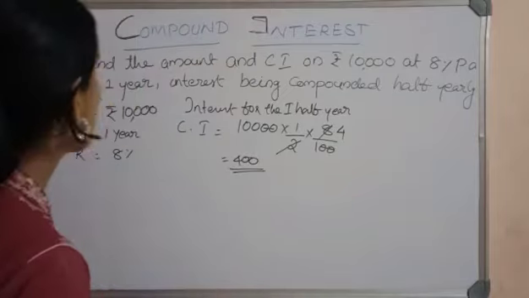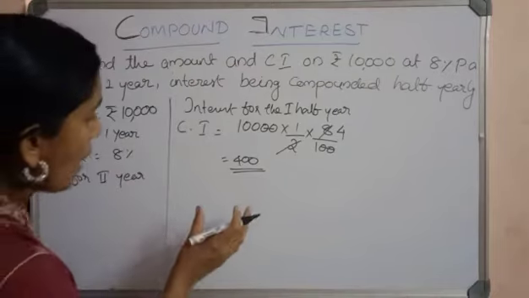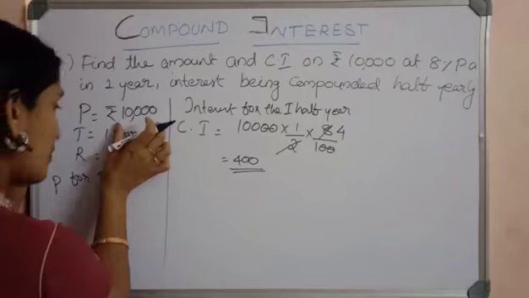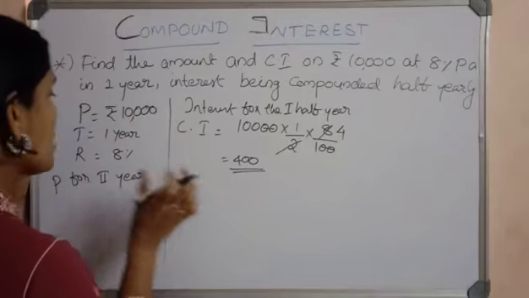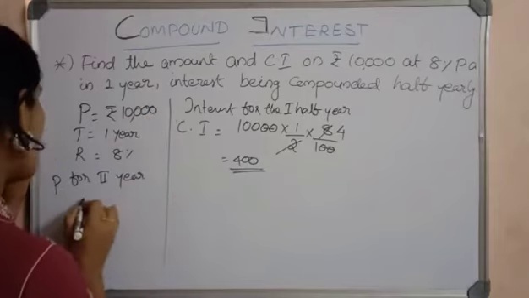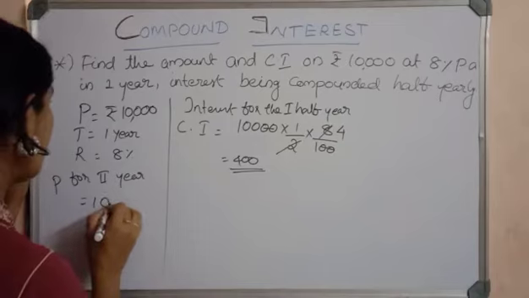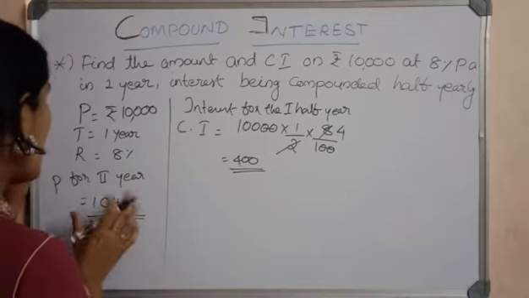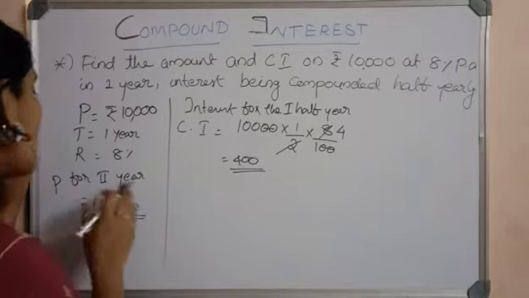Now let's find the principal for the second half year. So you have to add the compound interest to the principal amount for the first half year, and we will get the principal for the second half year. So that is equal to 10,400. This will be your new principal, that is for the second half year.